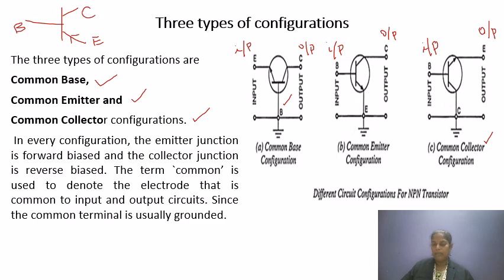Next, coming to common emitter. The emitter acts as a common between input and output. The input is from the base and the output is from the collector. In the case of common base, the emitter acts as an input and the collector acts as an output. The last one is common collector. Here the collector acts as the common one. The input is the base and the emitter is the output.